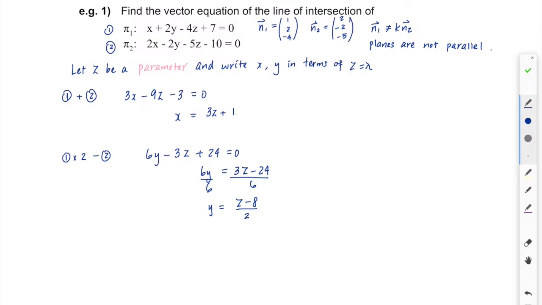Like we said, because we're going to let z be lambda, the line of intersection of the two planes will be x = 3 lambda + 1, and then y = (lambda - 8)/2, and z = lambda, just like that.